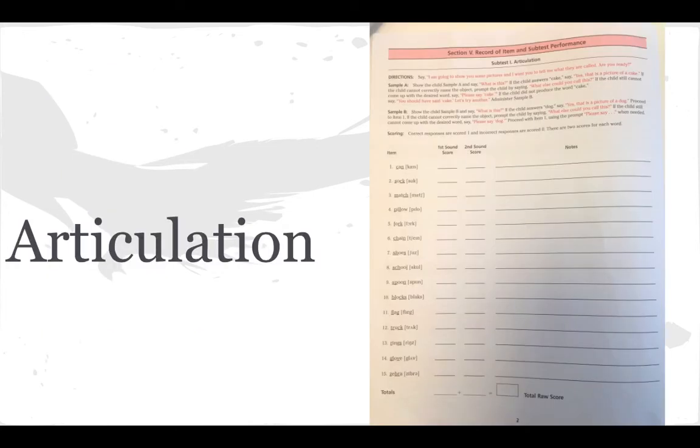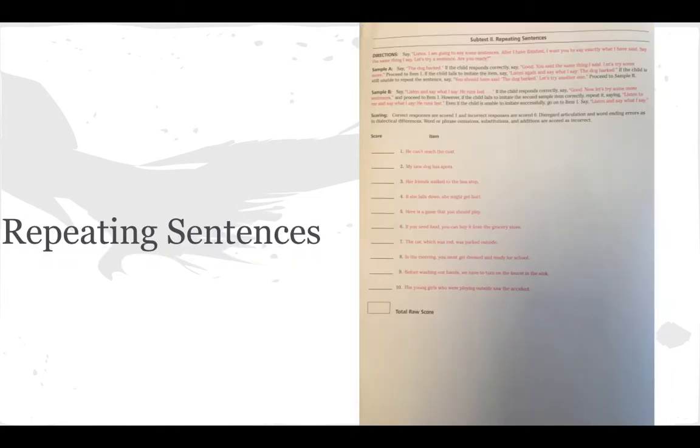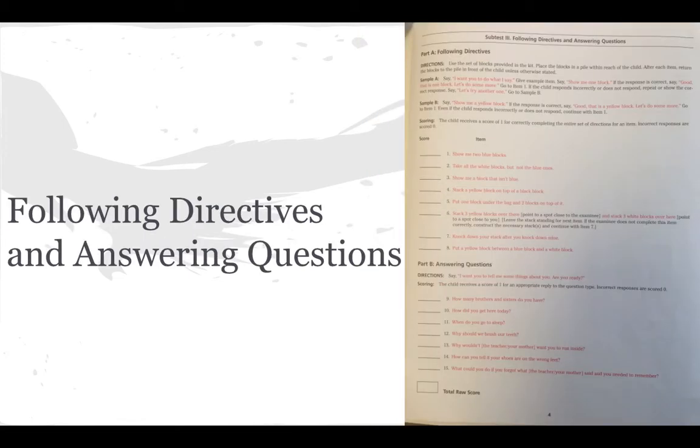Subtest 1 is articulation, which evaluates the ability to articulate single-word responses accurately. Subtest 2 is repeating sentences, which measures the ability to recall and reproduce a variety of sentence patterns, including sentences containing negation or embedded adjectives and complex sentences.